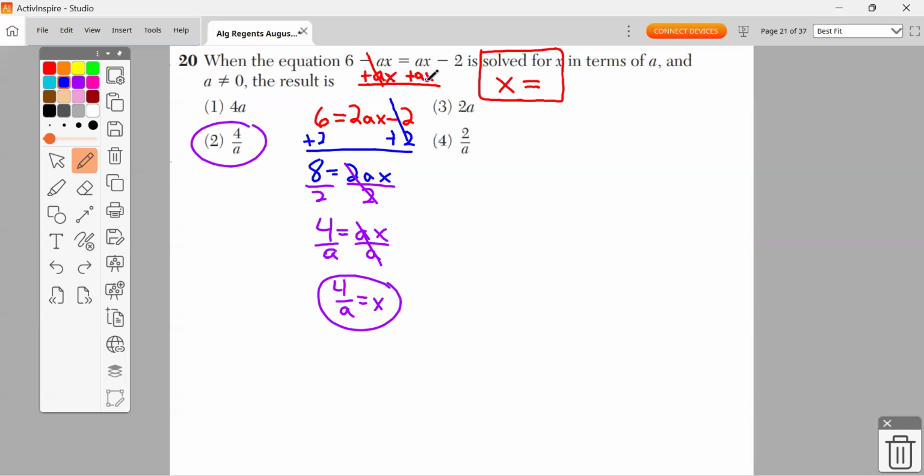So I'm going to do plus ax and plus ax. This is really 1ax plus 1ax, which is 2ax. Bring down my 6, bring down my -2. Get all my constants on the one side, so add 2 and add 2. So 8 equals 2ax. That's 2 times a times x. So I want to divide by 2, then divide by a and divide by a, because that's really a times x. So I get 4 divided by a equals x.